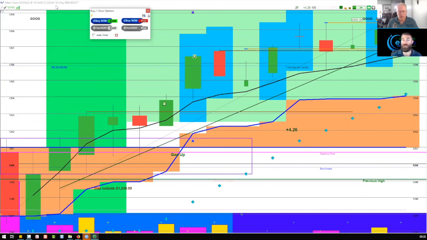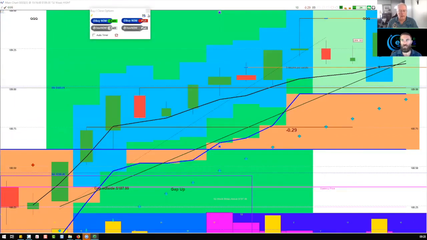You remember that big, big green run we had up on SPY when we started the video? That's basically the whole market going with it. So let's get in on one of the other indexes that we like to trade, which is QQQ. That's NASDAQ 100. It's a really, really nice index to trade.